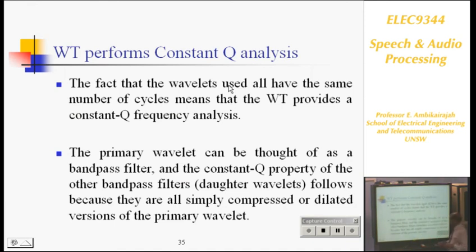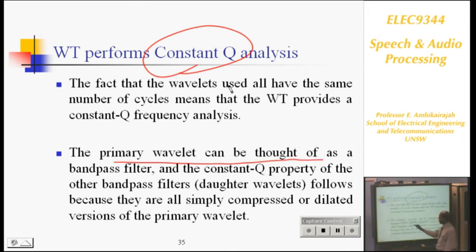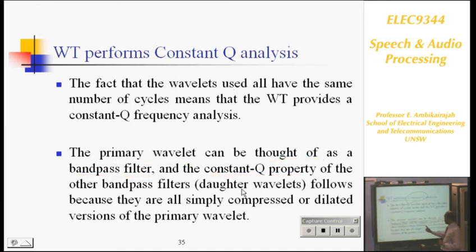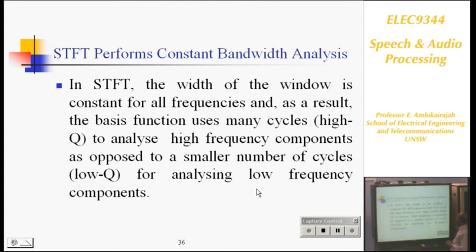So what does the wavelet transform perform? It performs constant Q but variable bandwidth, whereas the short time Fourier transform has constant bandwidth, variable Q. The primary wavelet can be thought of as a bandpass filter, because it's a wavelet. If you look at it, the wavelet is a bandpass filter with a constant Q property. So the short time Fourier transform performs constant bandwidth analysis and the wavelet transform performs constant Q analysis.